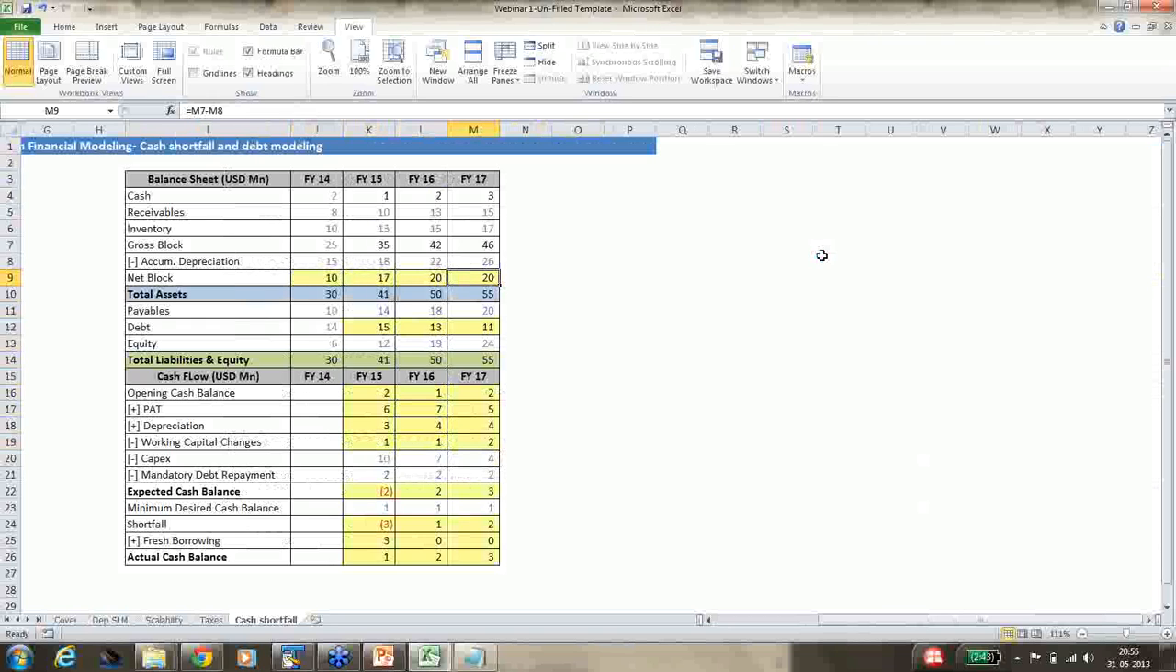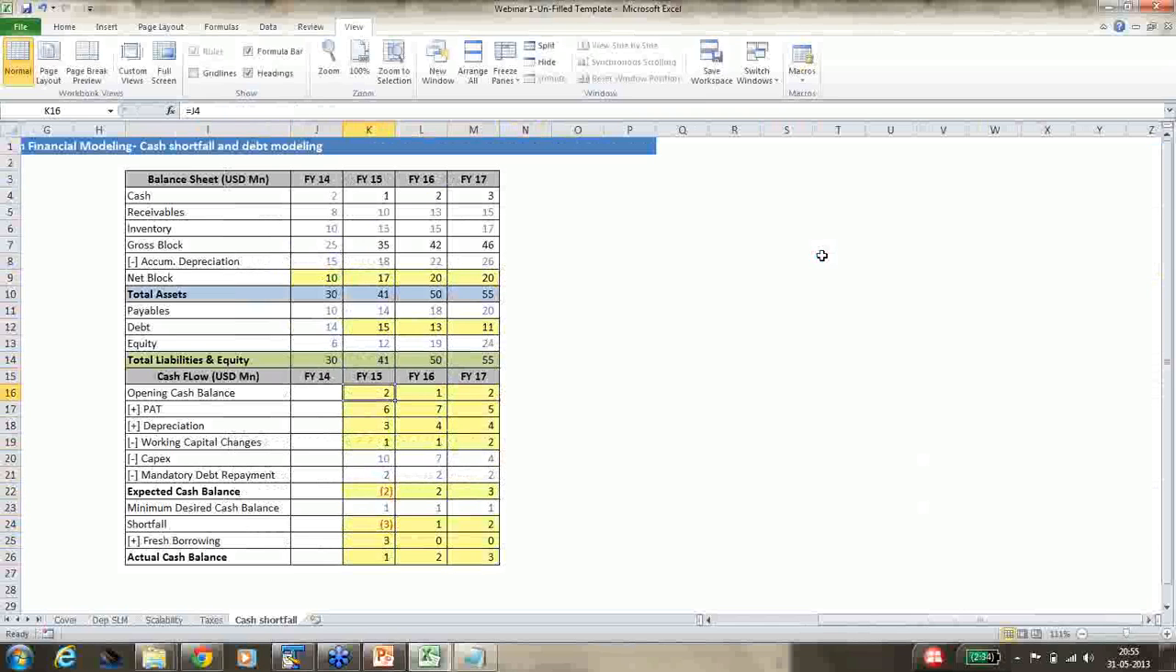But what I need you to understand over here is that the net block is very easy to understand. Net block is nothing but your gross block minus the depreciation. The debt is your debt of the last year, plus new debts you've taken, plus debt repayment. This debt repayment is also given over here, and the fresh borrowing is also given here.